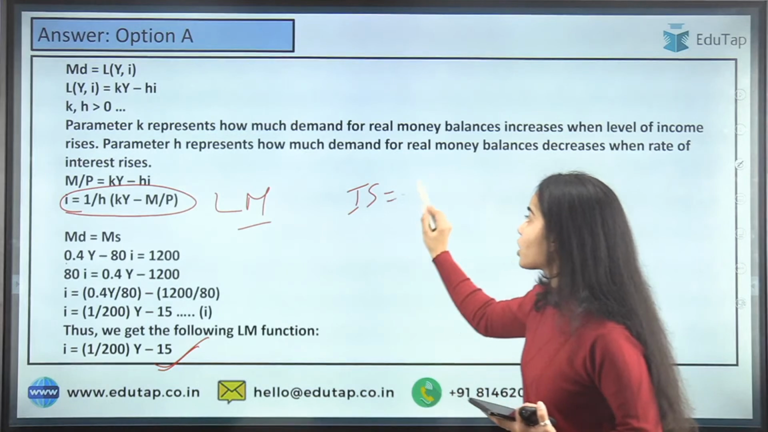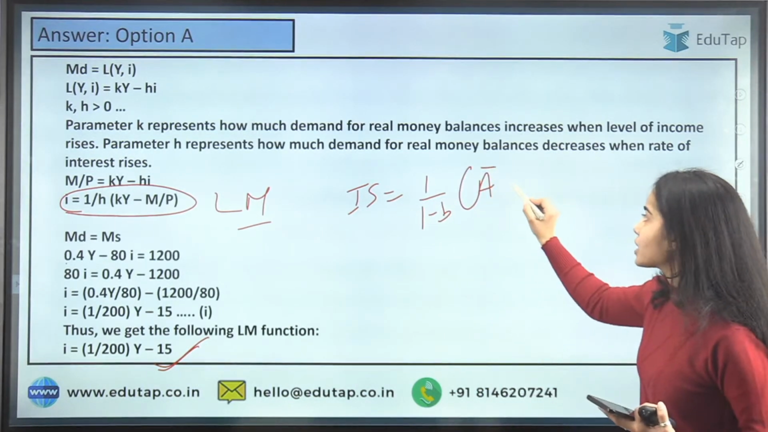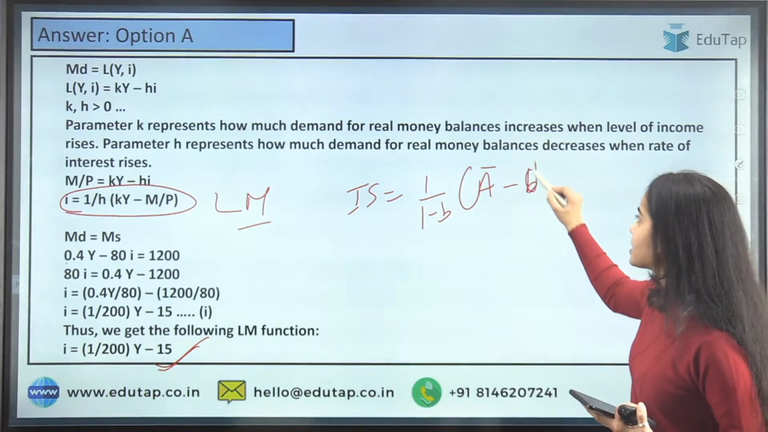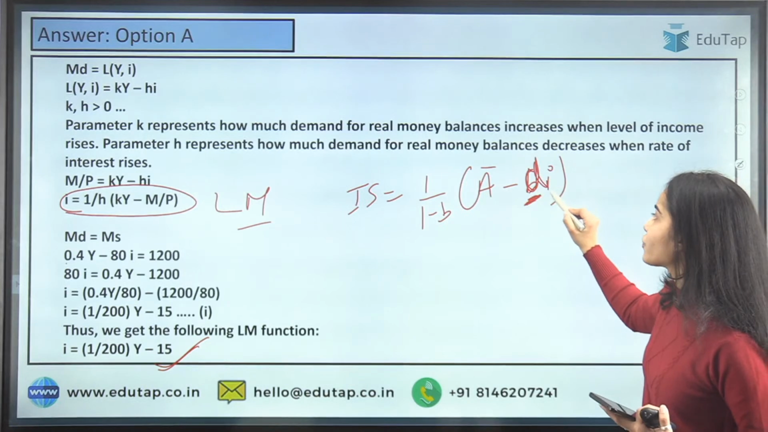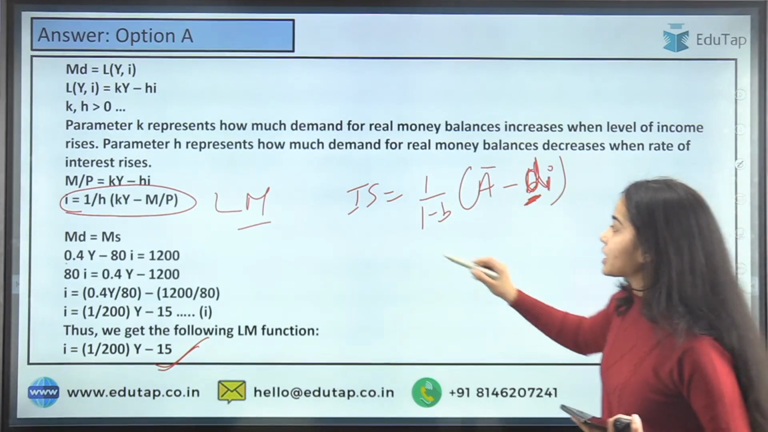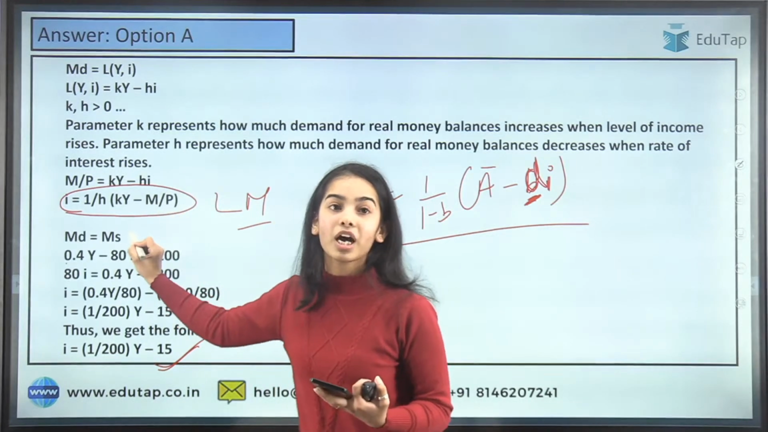The IS curve equation was I equals (A bar, that is the constants, minus B times D), where D is the slope, how much the investment is changing with the interest rate, and I is the interest rate. So this was the equation of the IS curve, and the equation of the LM curve is this.